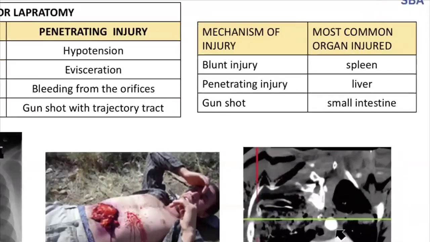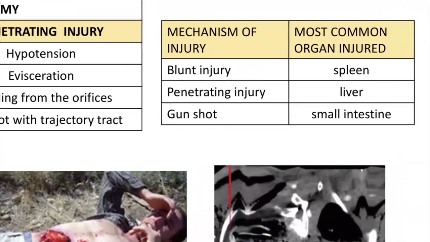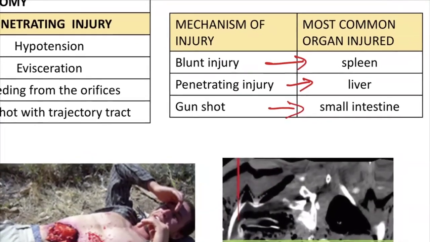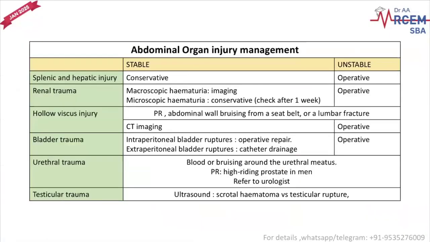What are the common structures which can get injured? For example, in blunt injury, the spleen is commonly injured. In penetrating injury, the liver is commonly injured. In gunshot injury, the small intestine is commonly injured. Now, abdominal organ injuries: specific injuries and specific management for them.